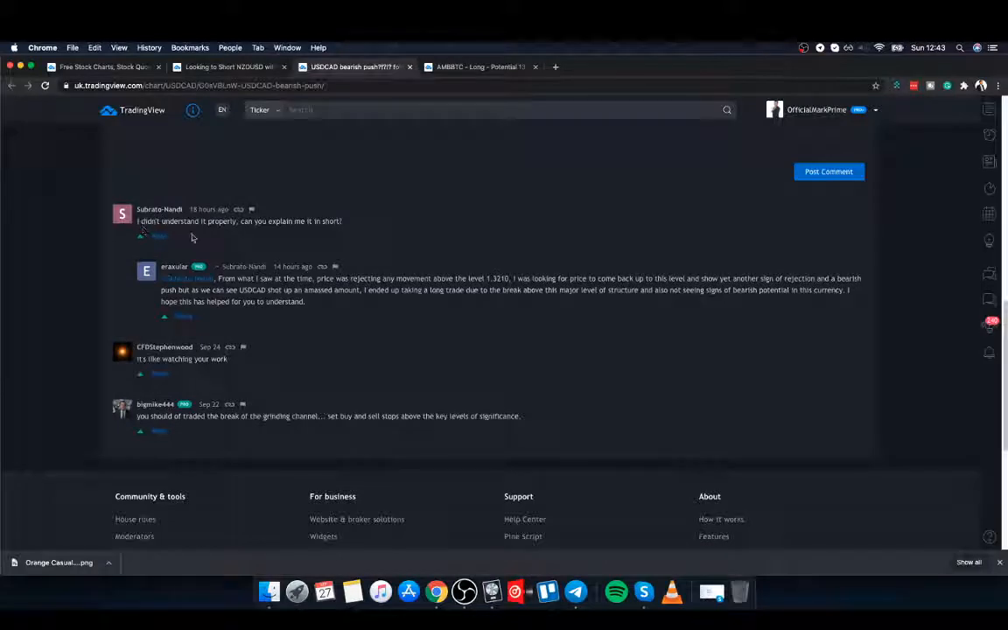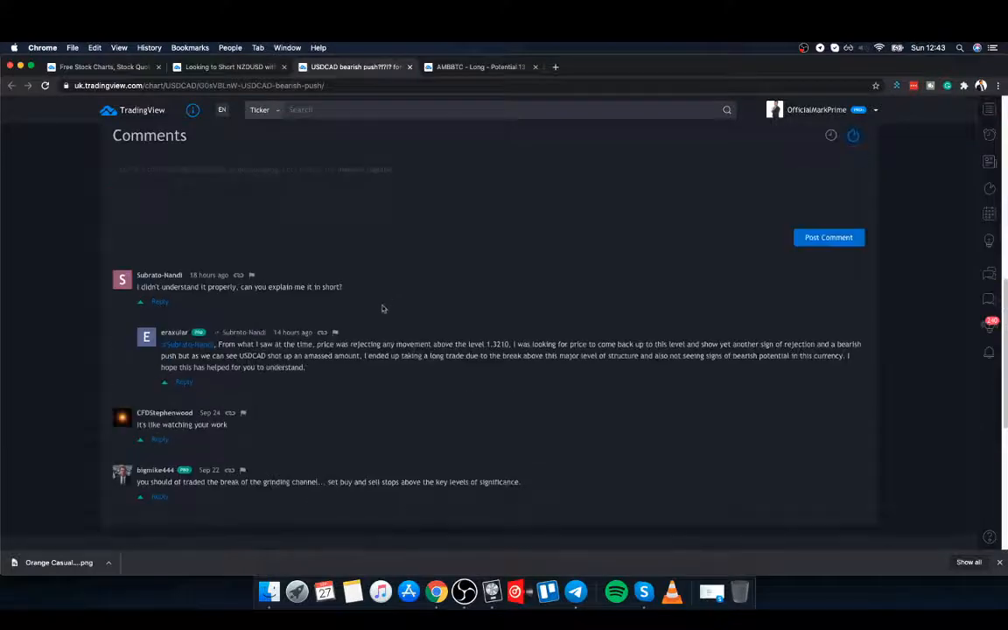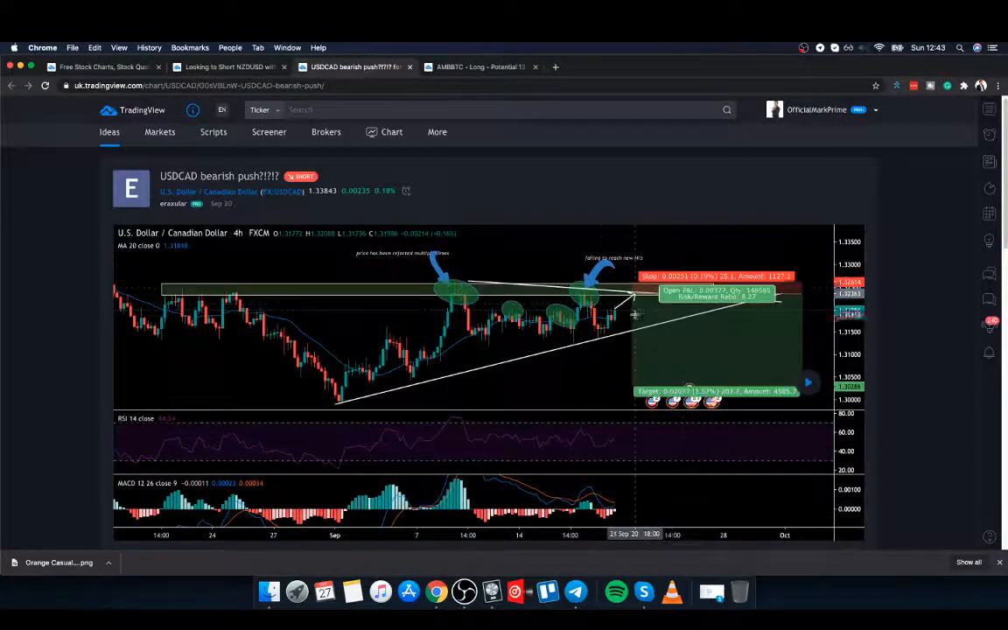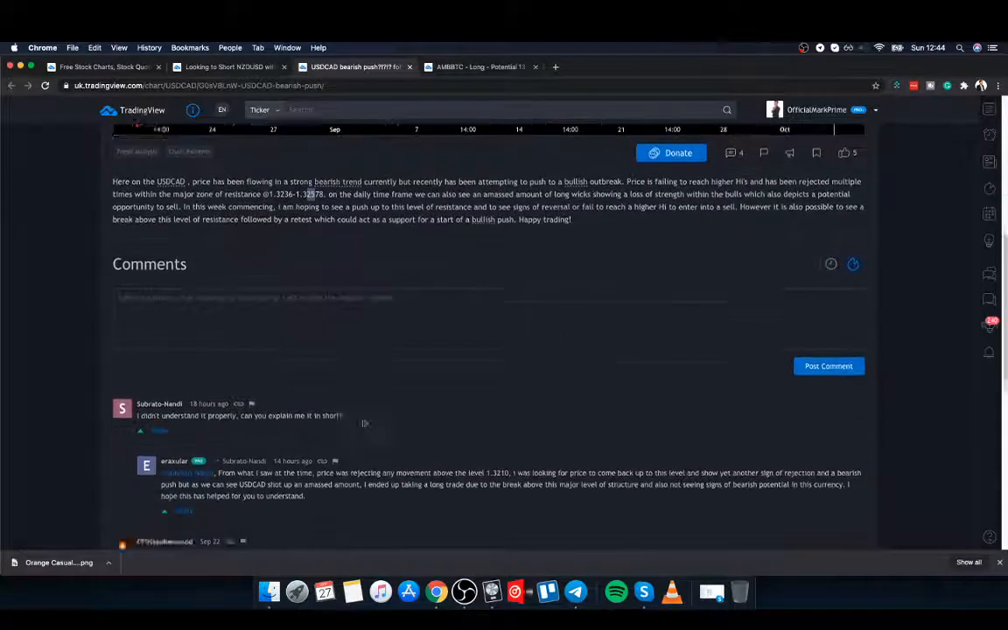This guy is saying, I didn't understand it properly. Can you explain it to me in short? So another explanation from Iraxular: from what I saw at the time, price was rejecting any movement above level 1.32. I was looking for price to come back up to this level and show signs of rejection and a bearish push, but as we can see, USD CAD shot up an amassed amount. So probably this was in the past, and now the price went up a lot. Luckily this guy didn't take this trade, otherwise he would have a loss.